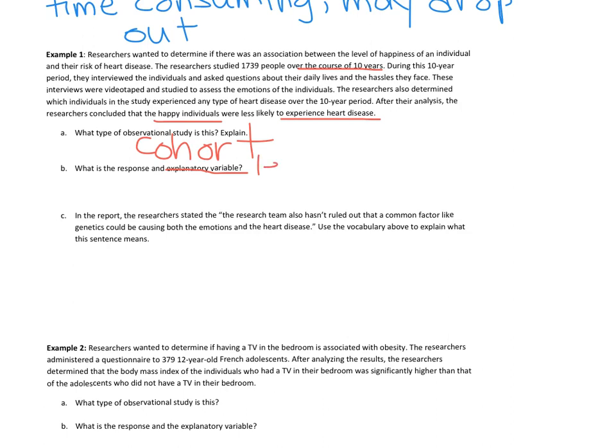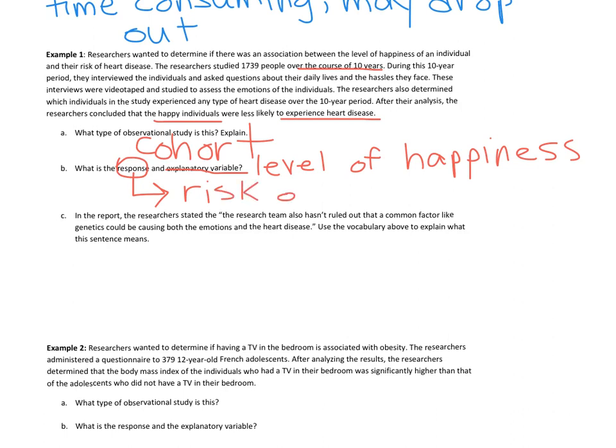Explanatory variable, I'll write it right here, is level of happiness. Don't just write happy, it has to be the level of happiness. And then the value of that variable, one value could be happy, one value could be sad. And then the response would be risk of heart disease. High risk, low risk, no risk. Those are the values.